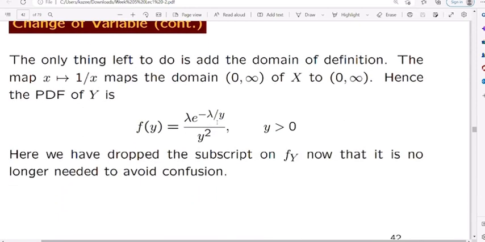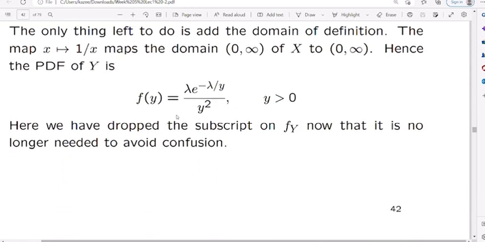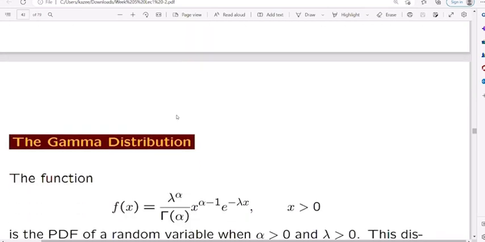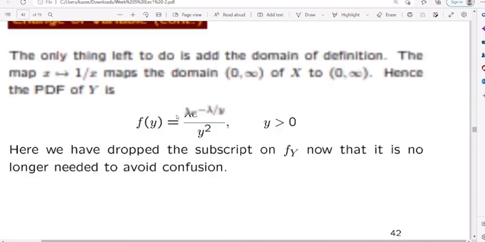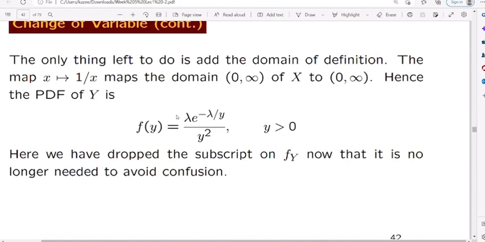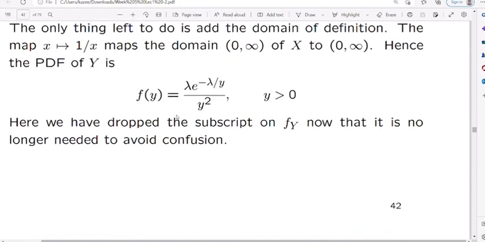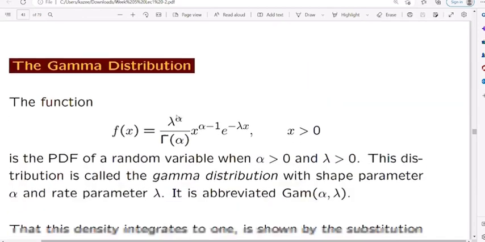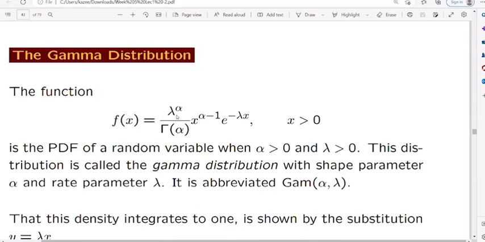Now you can see the new distribution that we actually got. The new distribution looks like an exponential, like a gamma, but I'm still going to talk about that later. But let me go to the gamma distribution this time around.